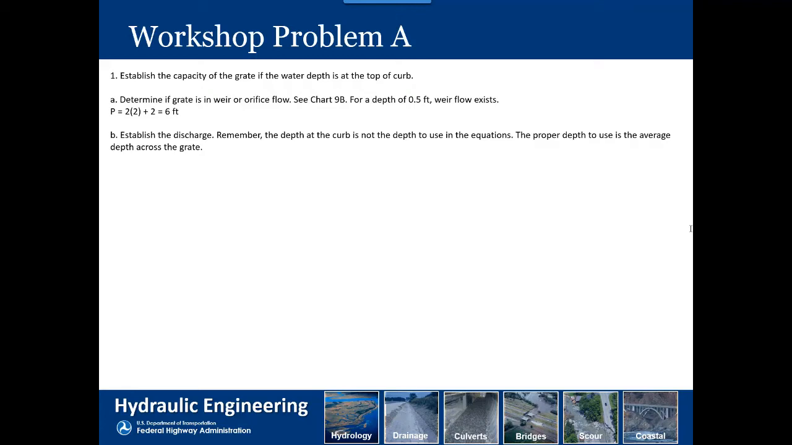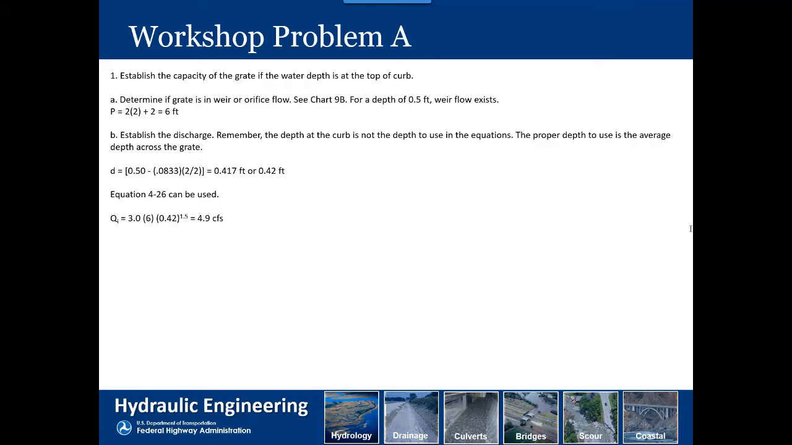So then we're going to establish the discharge, and remember that the depth at the top at the curb is not the depth to use in the equation. You have to average the depth across the grate, right? So you use the equation that I put up here, D equals D2, which is at the top of the curb, minus SW times W divided by 2. And you get 0.42 feet. And then we can use equation 4.26, the interception equal to the weir flow equation. It's CW times the perimeter times the depth, and you get 4.9 CFS, okay?